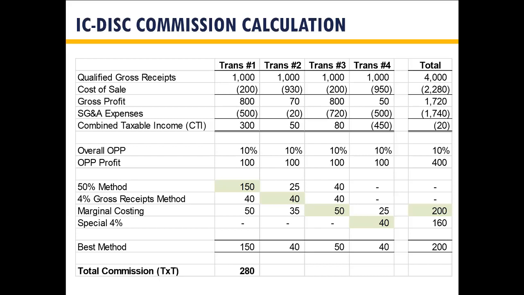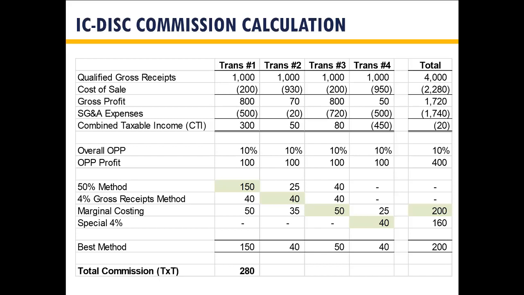Moving to transaction 3, we have $80 of CTI here. So our 50% method gives us a $40 commission, also $40 under the 4% method. But now our marginal costing commission is $50, which is 50% of the $100 OPP profit, because our OPP profit is less than our gross profit. So that gives us the best result. So $50 is the commission for transaction number 3.